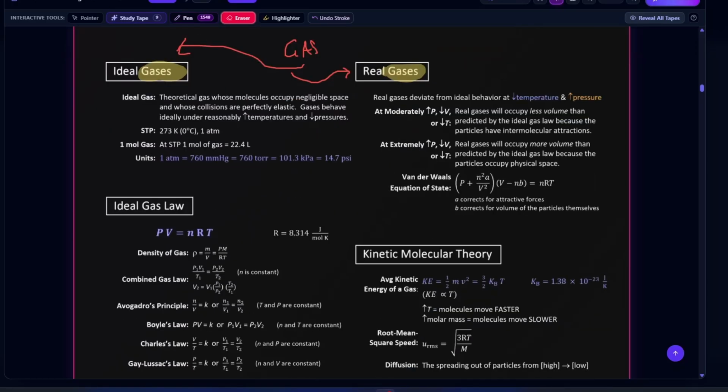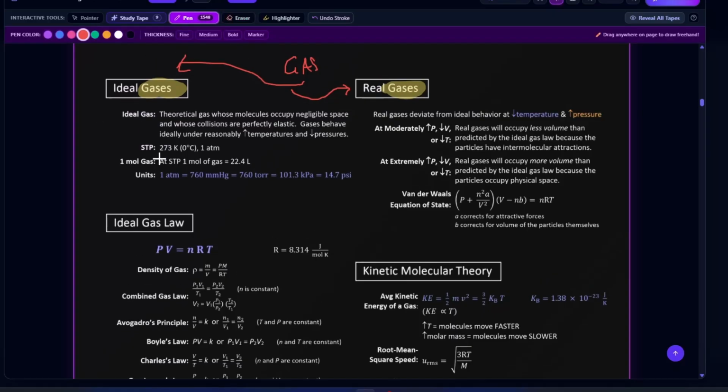All right, so I just took a small water break, and now we're back to ideal gases and real gases.